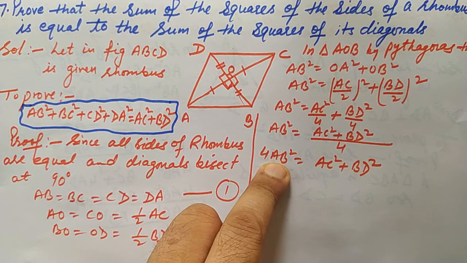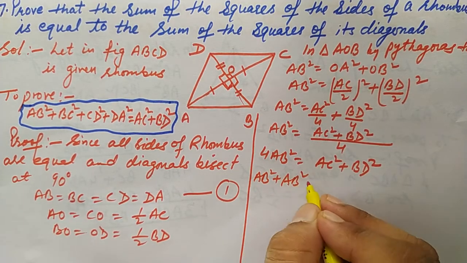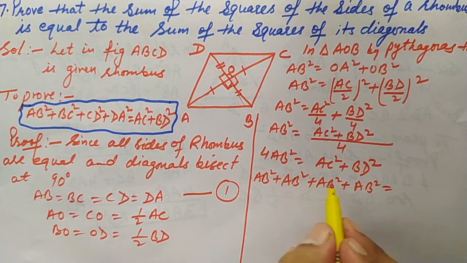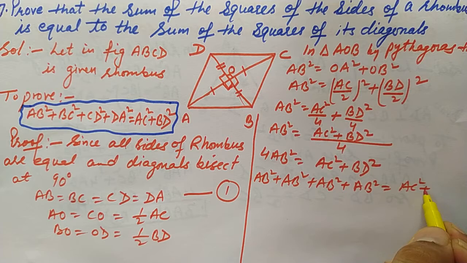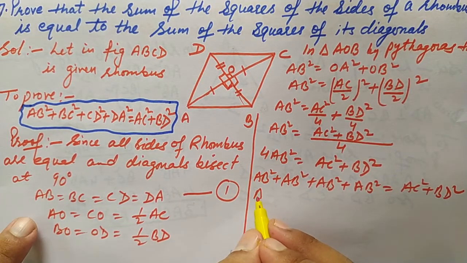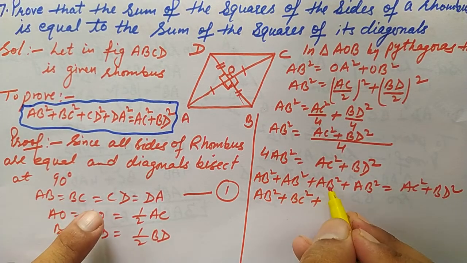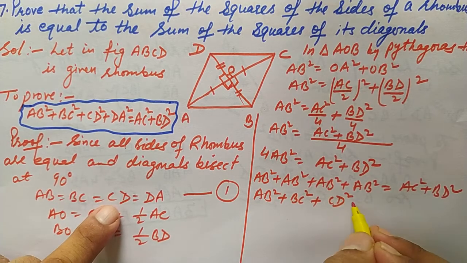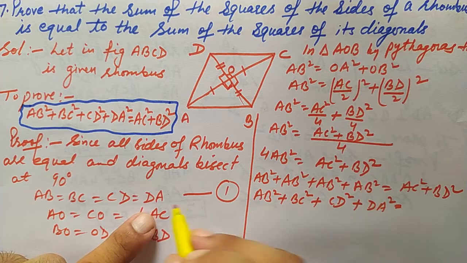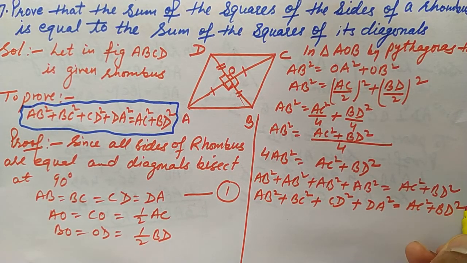We will write 4AB square as AB square plus AB square plus AB square plus AB square. Why? Because this is 4AB square, I can spread it this way also, and our question is done now, because you know all sides are equal. So AB square, and this AB I'll write BC because both are equal, and this AB I'll write CD because both are equal, and this AB I'll write DA because both are equal. All sides are equal. So hence this question is proved. So very simple it is.